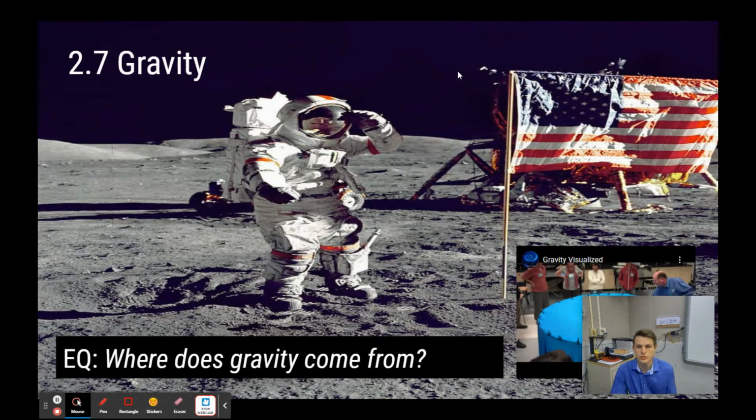So welcome to lesson 2.7 of our second unit. That is force in motion, and this lesson is on gravity and gravitational acceleration. So our essential question is, where does gravity come from? What is it? Where does it come from?